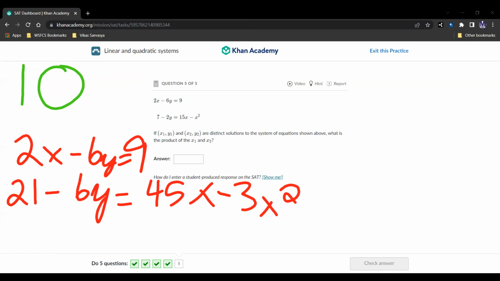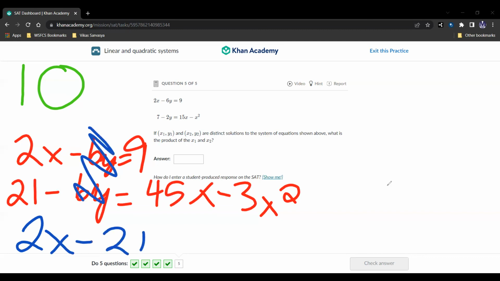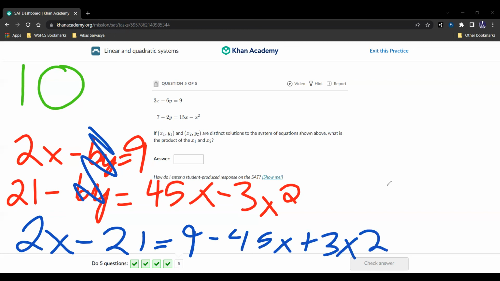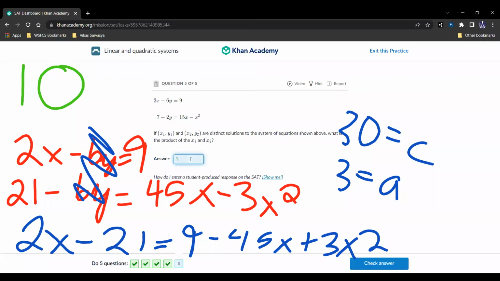Then we have to subtract one from the other. And then we get 2x minus 21 equals 9 minus 45x plus 3x squared, which means that when we get this all done, we're going to have 30 as c, we're going to have 3 as a, and our product is going to be 10. So that is correct, and that is our product of the roots.